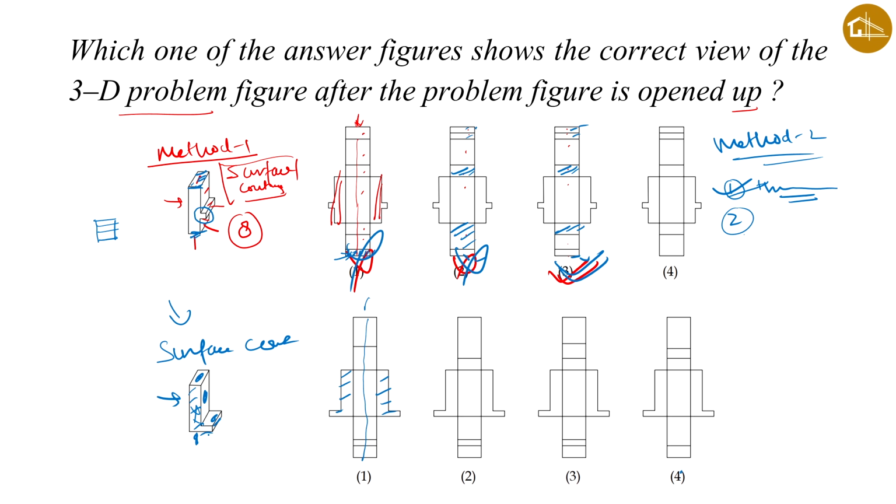Now we will compare with the options. So 1, 2, 3, 4, 5, 6. This might be the correct answer. 1, 2, 3, 4, 5, 6. This can also be the correct answer. 1, 2, 3, 4, 5, 6, 7. This is wrong. 1, 2, 3, 4, 5, 6. This can also be the correct answer. So one is eliminated and we have 3 options over here.